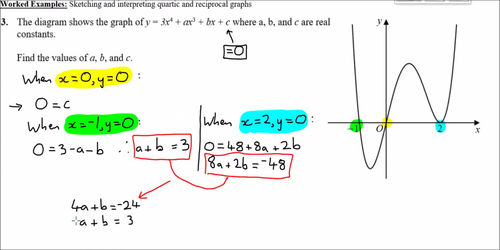What we can now do is take the top equation and subtract the bottom one. Take the bottom from the top, I mean to say. So what we're going to have here, 4a take away a gives us 3a. The b's cancel. We then have negative 27. So therefore, dividing through by 3, we see that a must be minus 9.